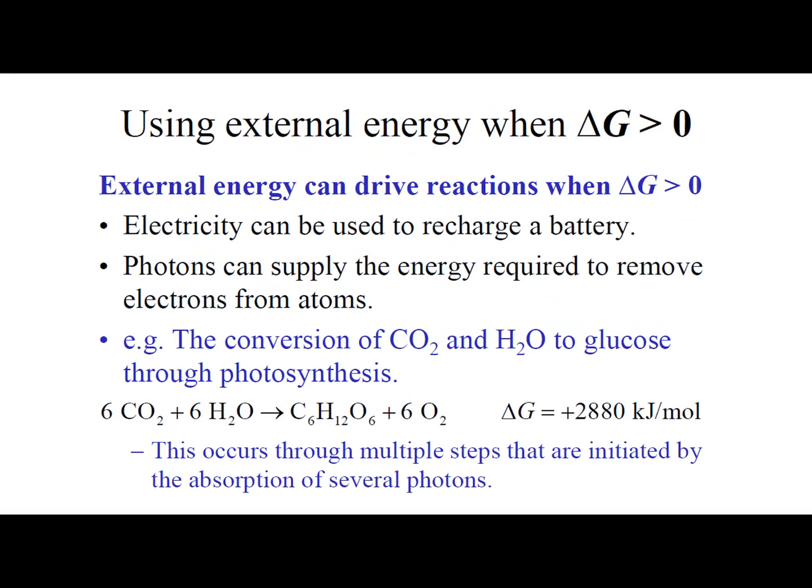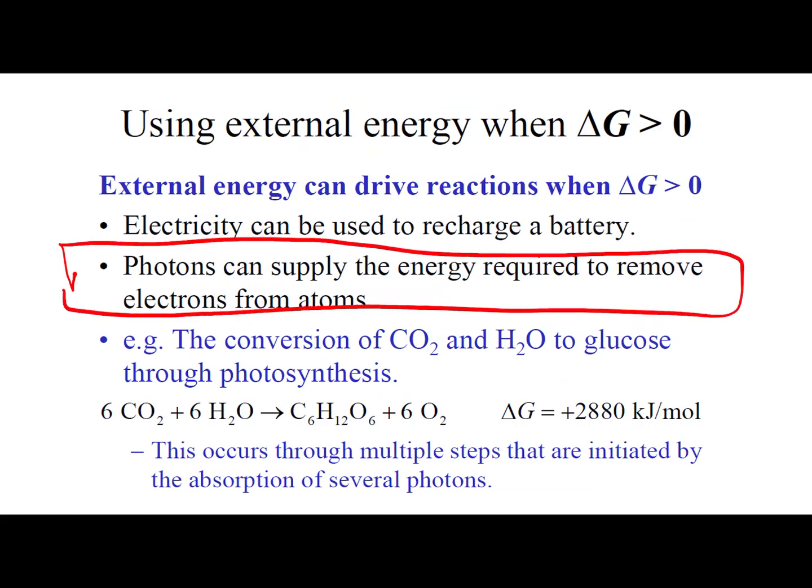And basically, we can use external energy. In this unit, we'll learn about the use of electricity to drive non-thermodynamically favorable processes. So we'll study that. The other thing that can happen is that photons can supply the energy required to remove the electrons from atoms. And so photosynthesis is actually a great example of this.